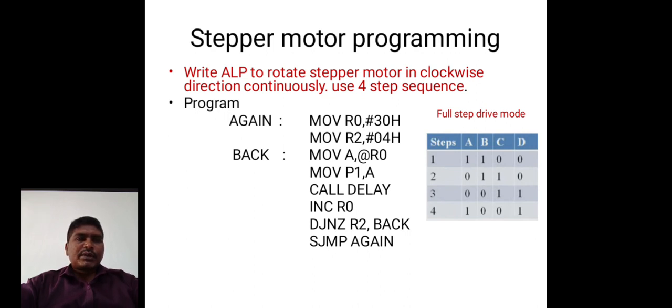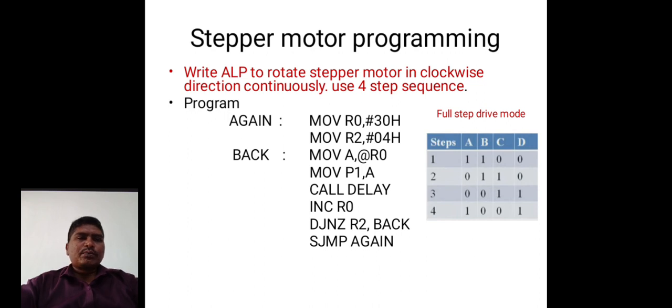Here we have to start by loading the R0 register with 30H. That means it points to our required sequence. The sequence we are using is loaded to R0. Here we are using full step drive mode, that means at step 1 we need to energize 2 coils at a time. So at step 1 we are energizing coils A and B. We need to follow the same for the remaining steps.